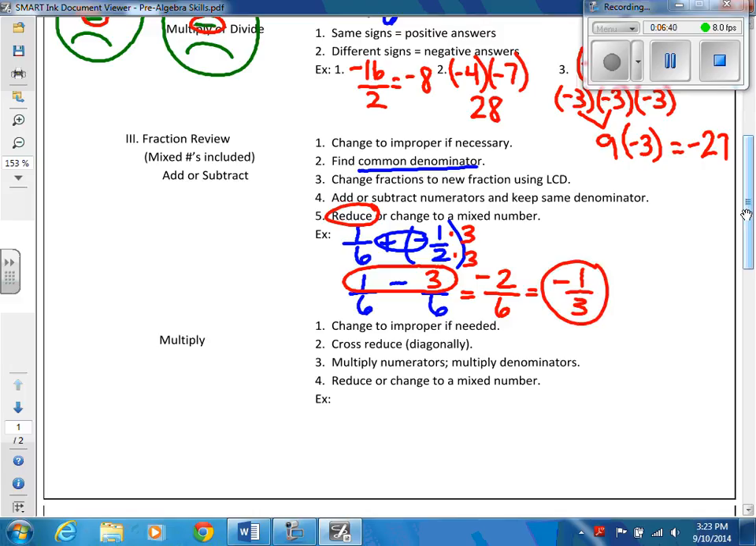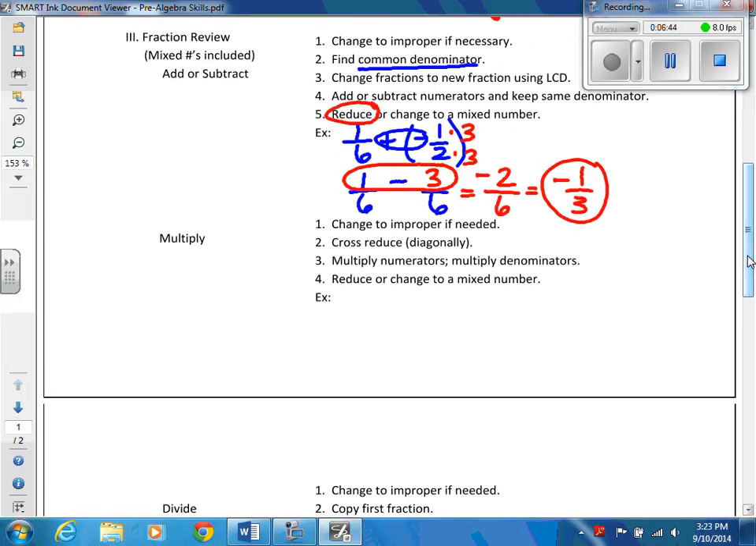Okay. The next thing we're going to take a look at is multiplying fractions. With multiplying fractions, the same thing applies first: you still must change to improper. Then we're going to talk about cross-reducing diagonally, and then multiplying numerator to numerator, denominator to denominator. And then once again, you must always reduce those fractions. Let me show you by example what I'm talking about with this process.